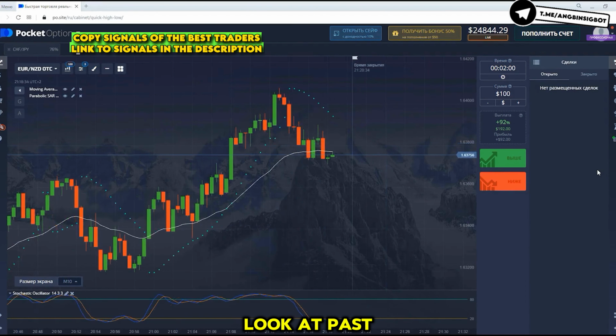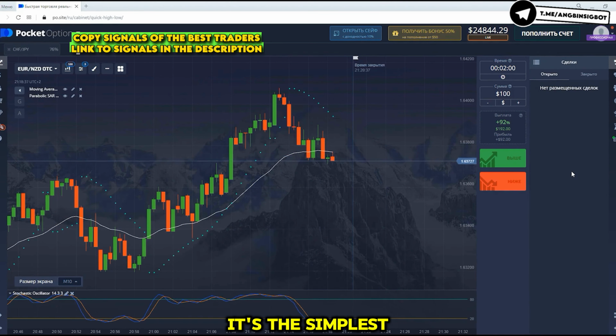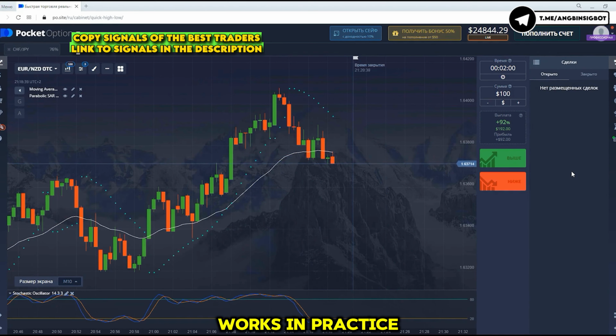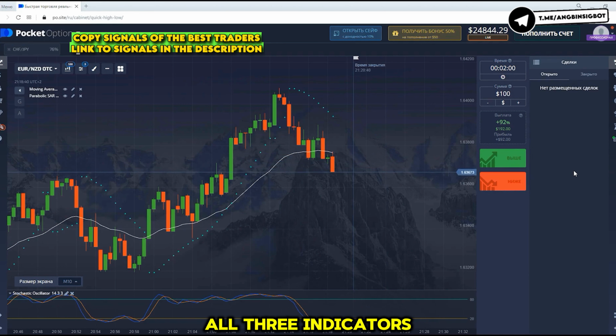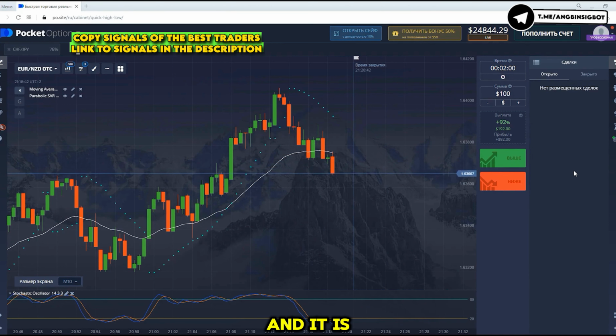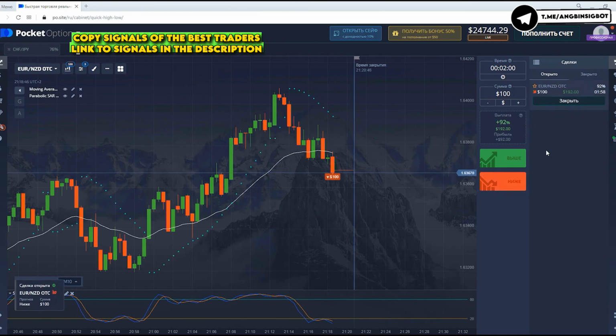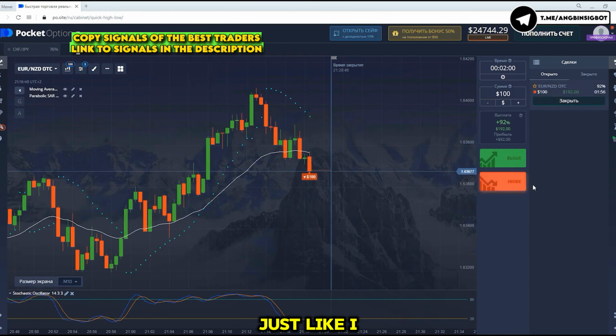Anyone can probably look at past charts and analyze them. It's the simplest thing. Let's see how all of this works in practice. You already understand that all 3 indicators work together, and it is very important to track all 3 aspects as the indicators show the correct direction. And then you will have a good entry point, just like I do right now.